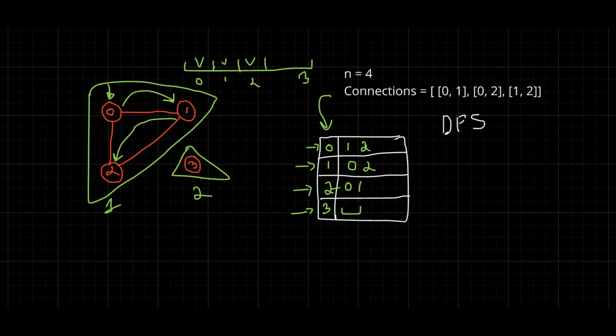Now, the number of DFS calls we have made is the number of connected components in the graph. So here we can see that we have made only 2 DFS calls. That means there are 2 connected components in this graph. And the answer will be 2 minus 1, the number of connected components minus 1, which equals 1.